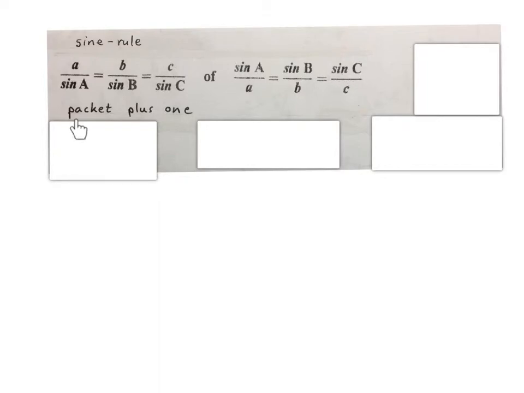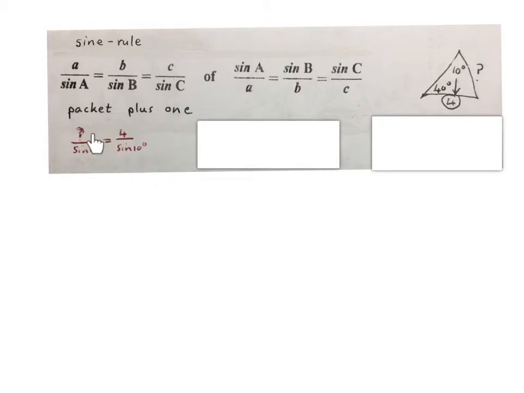Now I wrote here, we need a packet plus one thing to make this formula work. This is a packet, that is a packet, and that is a packet according to me. Here is a small sketch. They gave me the 10 degrees and the side opposite it. I've got my packet plus one thing. So I will write what I want over sine 40 is equal to 4 over sine 10. I put my packet in and the half a packet, and then I just do algebra from here. We will do that later in the video.